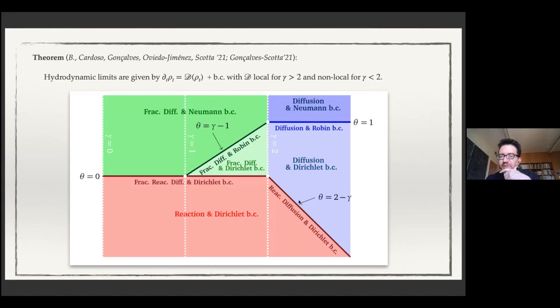So let me start with the case gamma bigger than 2, which corresponds exactly to the case where you have just finite variance. So it is equivalent to the case where you have just the nearest neighbor exclusion process. As you can imagine, if theta is very large, what you will get in this case is some diffusion equation. But what would be the boundary condition? Since theta large means that the intensity of the reservoir is very weak, you will not see the reservoirs. So you have free boundary conditions, so Neumann boundary conditions, in order to conserve the mass which is inside the system.